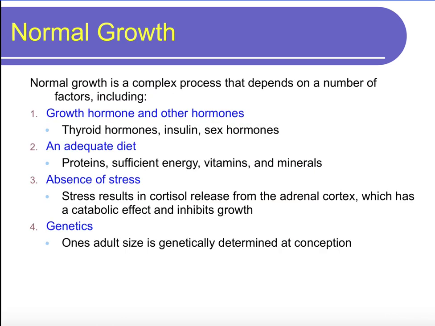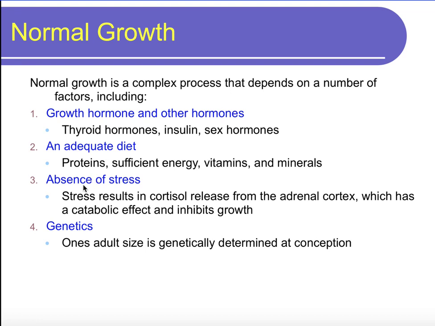Now, for normal growth, we need several things. We need hormones like growth hormone, thyroid hormone, insulin, and sex hormones. These are just some of the major examples. We also need an adequate diet. We've already seen one example of how we need iodine in our diet to make thyroid hormone, but we also need glucose, for example, to make energy. We need amino acids, especially our essential amino acids, to build our body's proteins. We need vitamins and minerals. So an adequate diet is important for normal growth and development.